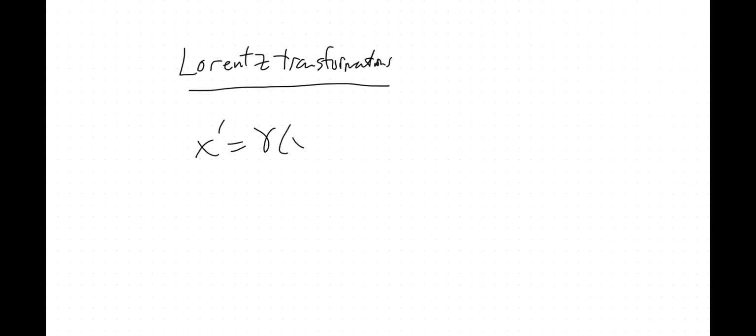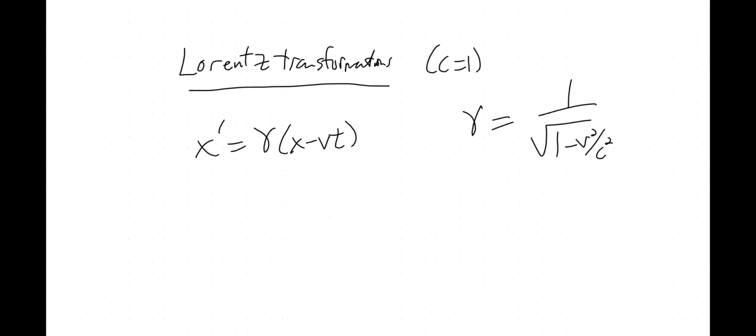Remembering that we have some velocity v, x and t are the stationary frame, x prime is the moving frame, and gamma is the relativity factor, 1 minus v squared over c squared. We are setting c equal to 1, and v is in terms of c.